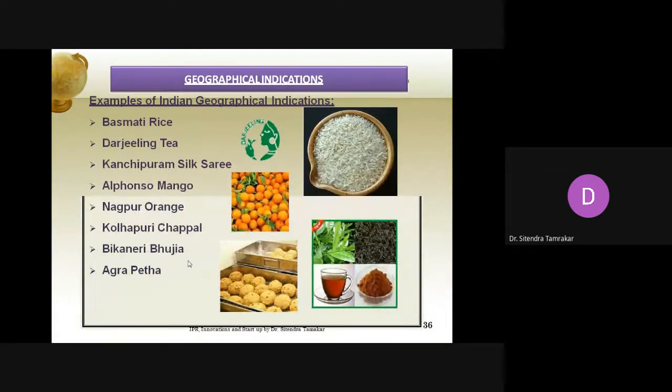Some more examples of GIs are Darjeeling tea, Alfonso mango, Bikaneri bhujia, and Agra petha. They already have their GI tags. You can find out the GI tags from your own state.